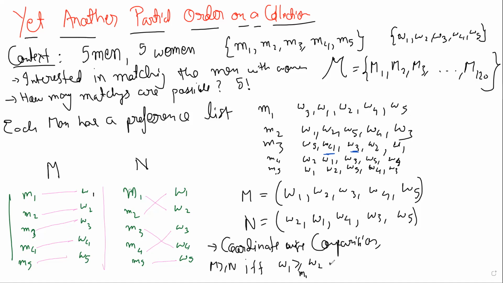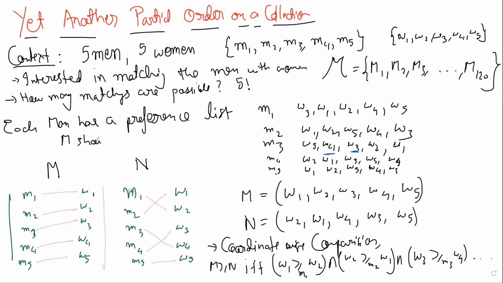And w2 must be higher than w1 for whom? Obviously for m2, because the second coordinate is for m2. And you understand, right? The third coordinate is for m3. And so w3 must be higher, and like this you go on. So basically m must be better than n for all men. That's simply how I can say it.